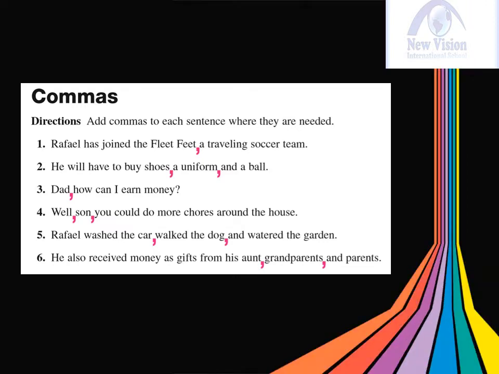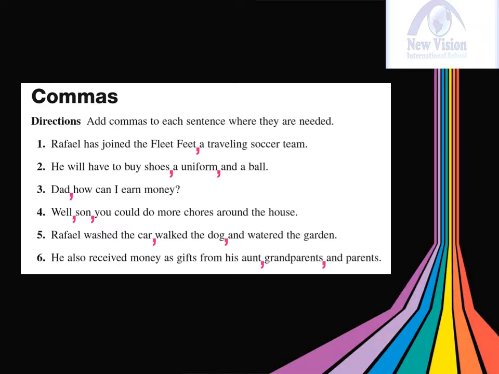Number 4. We put commas after the word well and the word son. Well, son, you could do more chores around the house. Number 5. We put commas after the words car and dog. Raphael washed the car, walked the dog, and watered the garden.